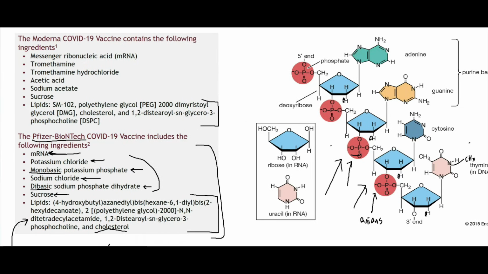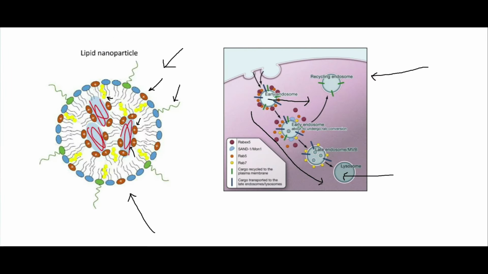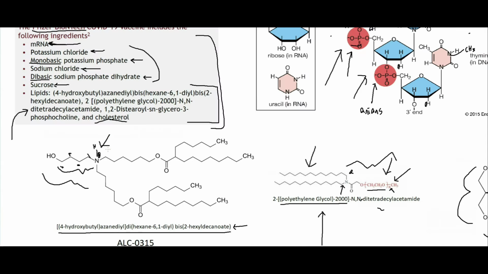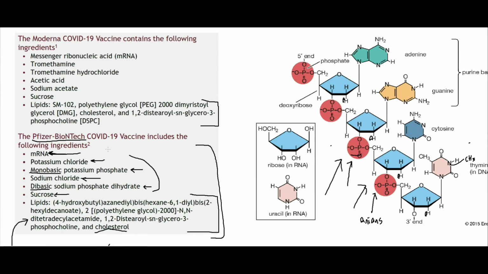And like I said, the sucrose is a cryoprotectant. It helps prevent the formation of crystals that could damage these lipid nanoparticles. So you don't want water crystals forming that could jam their way in there and start breaking things apart. And so sucrose helps that for storing it at low temperatures.